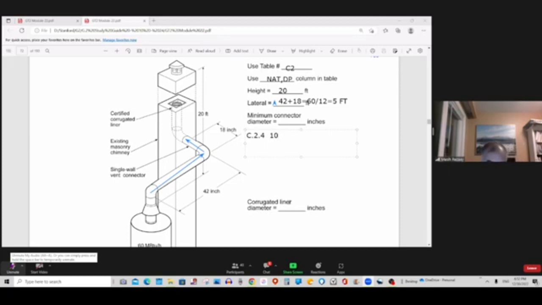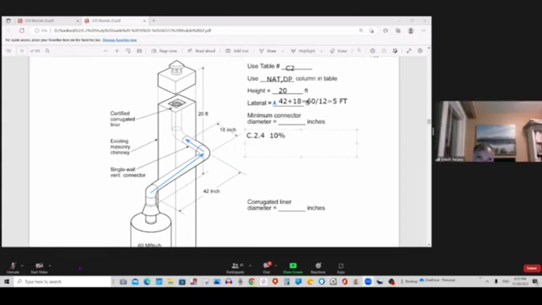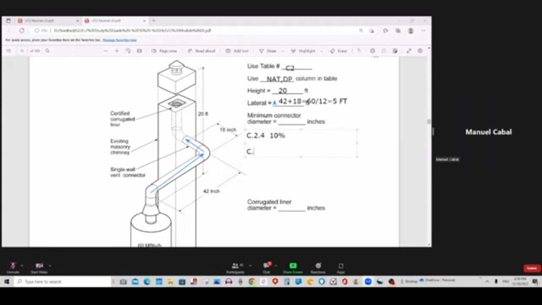And also, sir, do you have your code book with you? Mr. Manuel, yes, sir. Can you please read C.2.4? C.2.4: a single appliance venting configuration with 0 lateral length is assumed to have no elbows in the vent system. In tables C.1 and C.2, for all other vent configurations of single or multiple appliances, its vent connector shall be assumed to have two 90 degree turns.